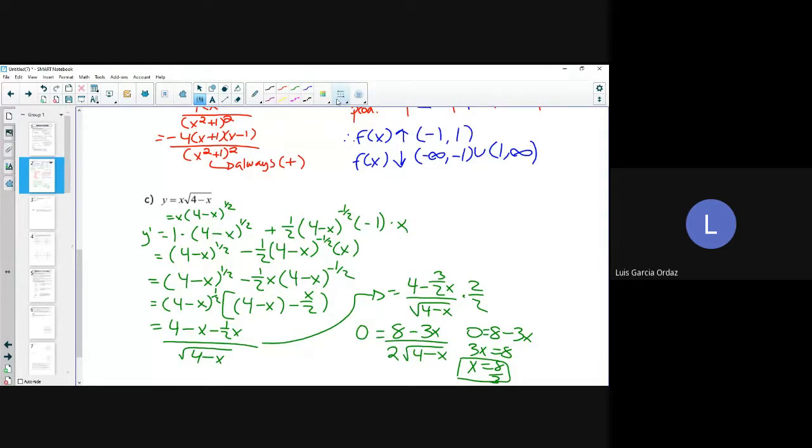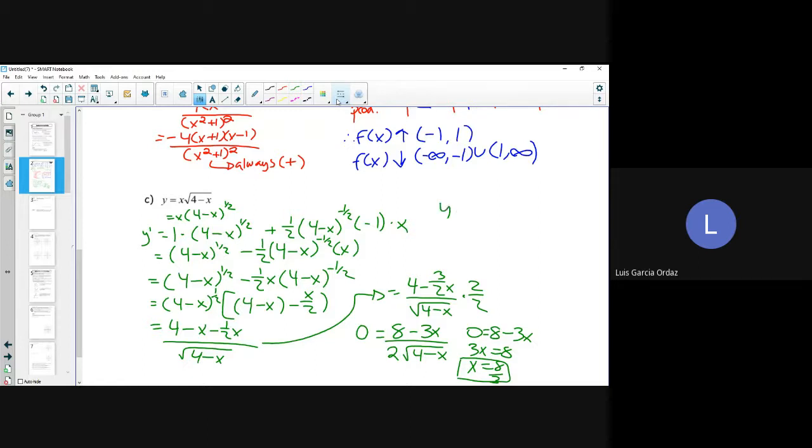And remember, at x is equal to 4, it's undefined because of our square roots. So now we can determine what the sign chart of my derivative is going to look like.